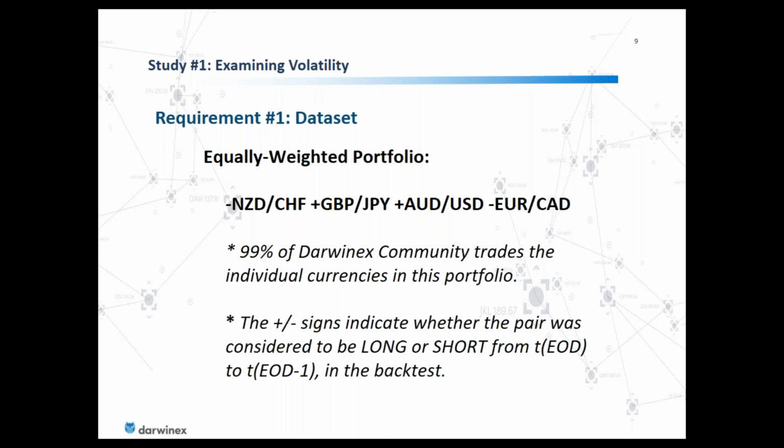So they may be trading euro-dollar, for example, and when they're trading euro-dollar, their exposure is to the euro and to the US dollar. Similarly, for somebody trading, say, the Aussie dollar, their exposure is to the Aussie dollar and the US dollar. For somebody trading the euro CAD, their exposure is to the euro and to the Canadian dollar, and so on and so forth. So our choice of this particular equally weighted portfolio was so that we covered the entire spectrum of currencies we possibly could that the Darwinex community engages in. Does that answer your question?